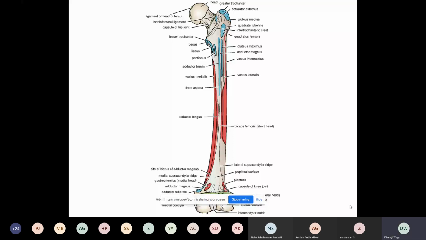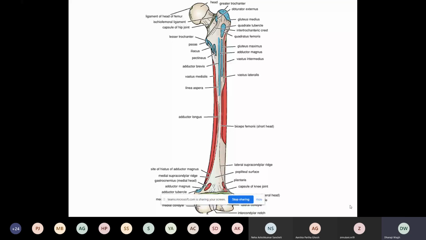Another muscle, there is the short head of the biceps femoris, which arises from the lateral lip of the linea aspera, between the vastus lateralis and adductor magnus, and from the upper two-thirds of the lateral supracondylar line. Then there are intermuscular septa, medial and lateral, attached to the lip of the linea aspera to the supracondylar line.